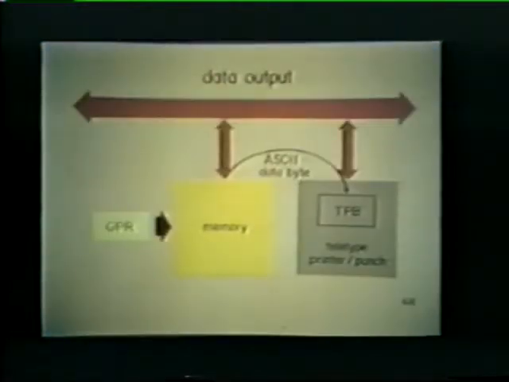Let's look at a data output, or data O, operation first. We'll continue to use the teletype interface as our example. In a data O, the data byte is transferred from a memory location specified in the GPR via the Unibus to the printer punch buffer register, or TPB.